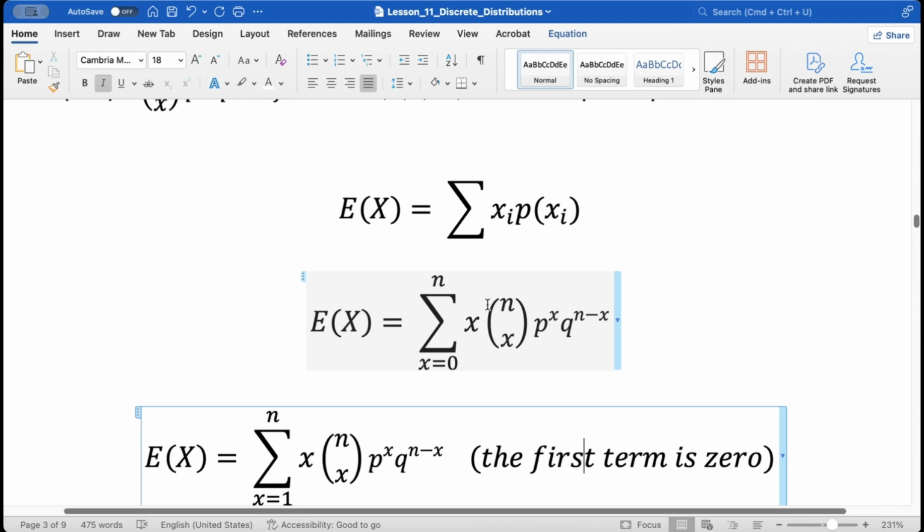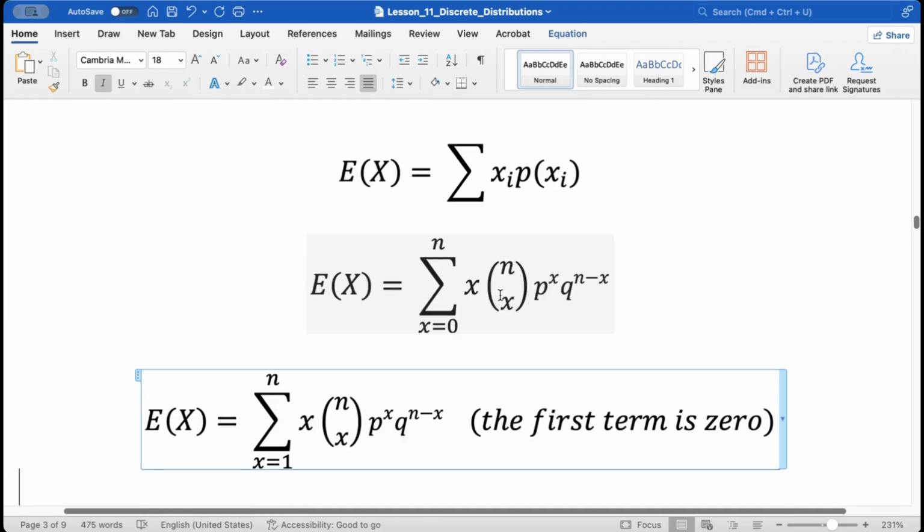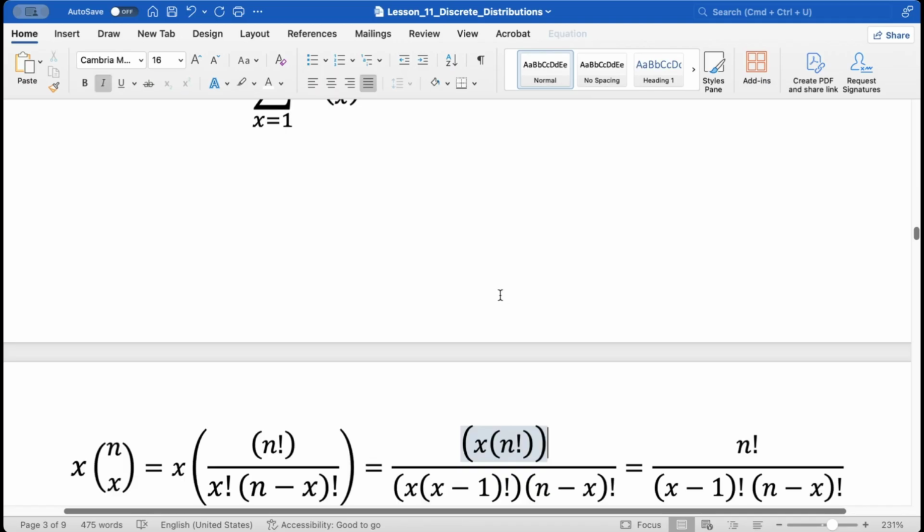Now notice that the first term is going to be 0. The starting term is going to be 0 because if x is 0, then the whole thing is 0. So we can skip that term.